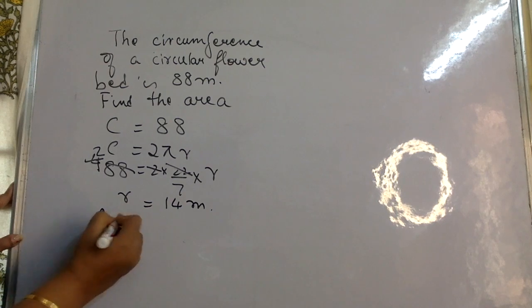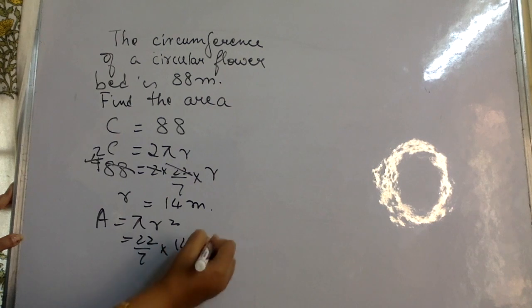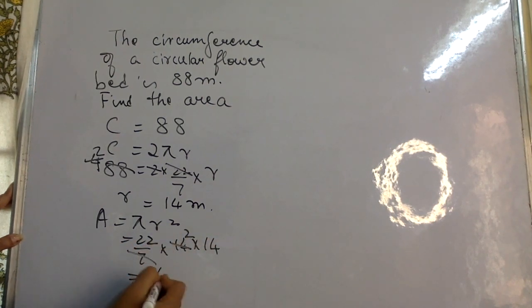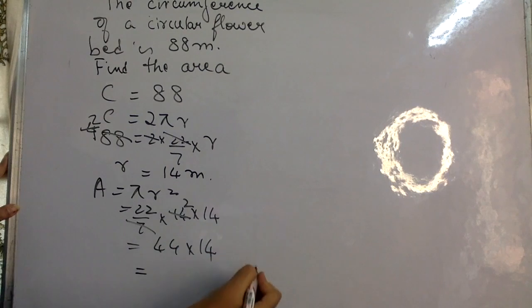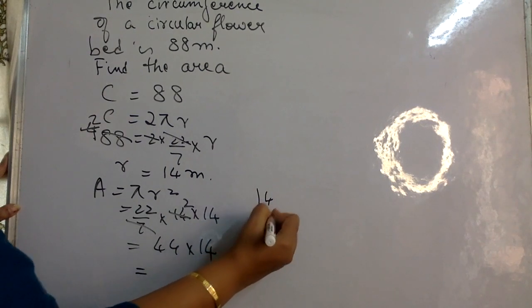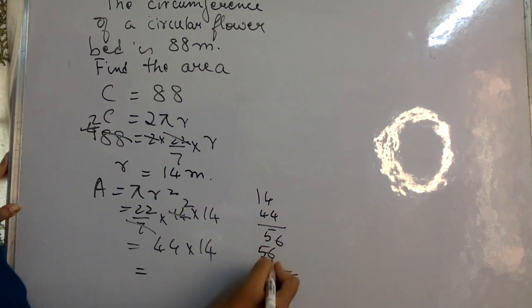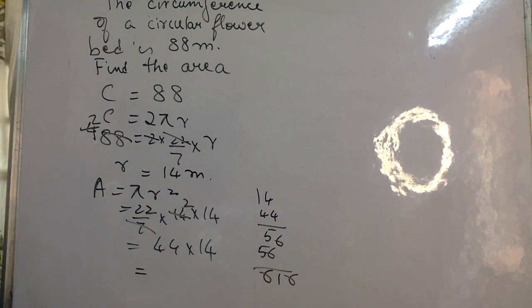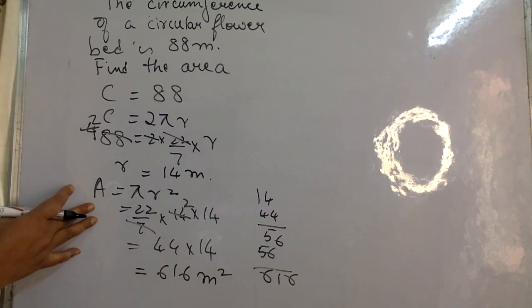Now we are going to find the area, which is pi r square. 22 by 7, r is 14 into 14. This is 2. That is 44 into 14, which gives me 616. 616 meter square is the area of the circle.